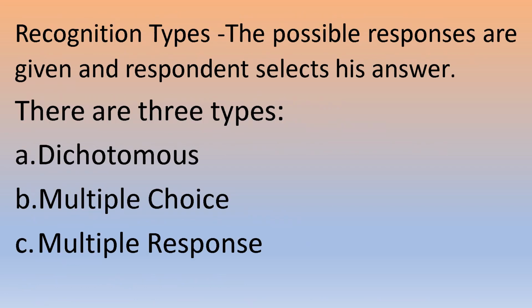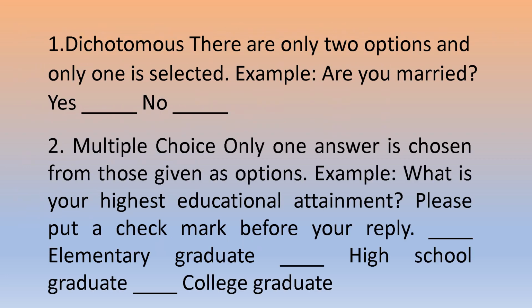For the recognition type, the possible responses are given and the respondent selects his answer. There are three types: dichotomous, multiple choice, and multiple response. Dichotomous: there are only two options and only one is selected. Example, are you married? Yes or no. Multiple choice: only one answer is chosen from those given as options.